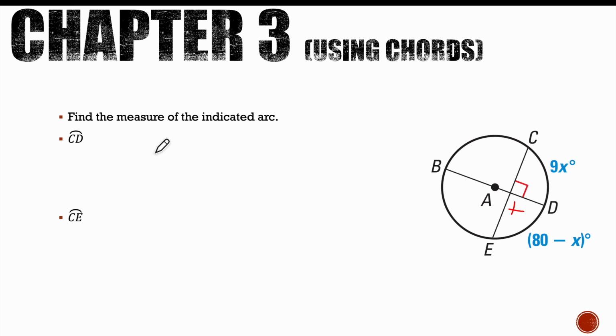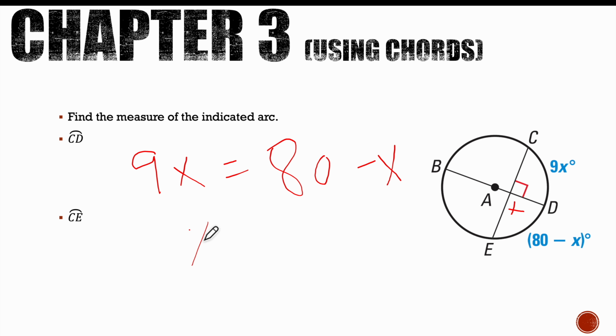Which means 9x degrees will be equal to 80 minus x degrees. And if you solve this, 10x will become 80 and x will become 8. So if it is 8, then 9 times 8 is 72. This will be 72. And if you see, it is 80 minus 8, this will also be 72. And if you have to say CE, CE will be 72 plus 72. If you add those, 144.